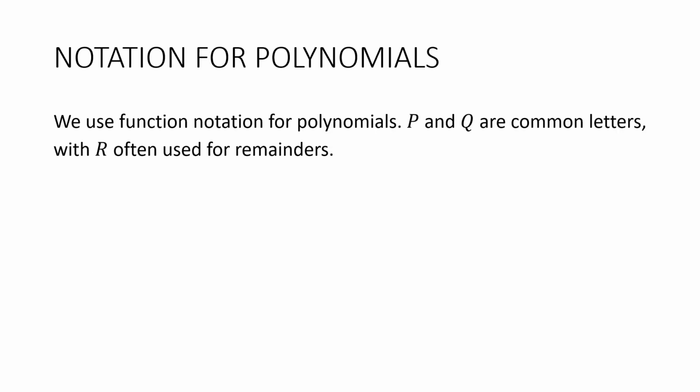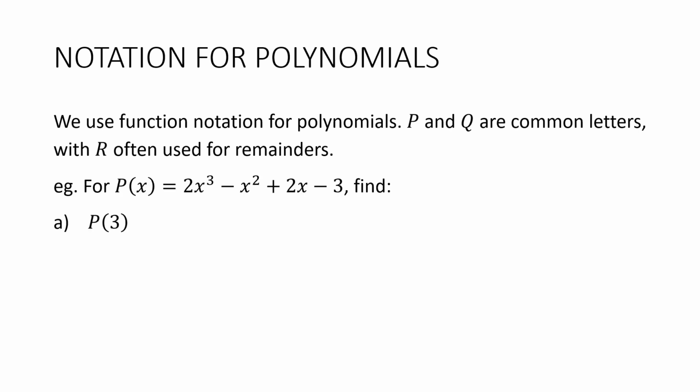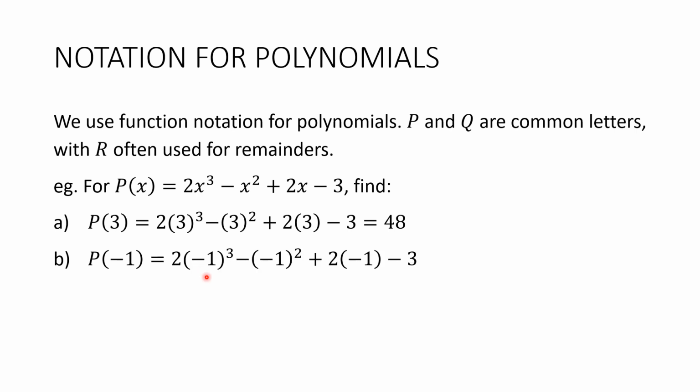Now I mentioned that we use function notation for polynomials, and p and q are common letters, and we often use r for a remainder, but we'll look at that later. So if we have p of x is equal to 2x cubed minus x squared plus 2x minus 3, we can find p of 3 just by substituting 3 for x. Putting it in the calculator, we end up with 48. Now remember, if we want to substitute in a negative, we should put it in brackets, because negative 1 cubed is negative 1, but negative 1 squared is positive 1. In the calculator, we end up with negative 8.